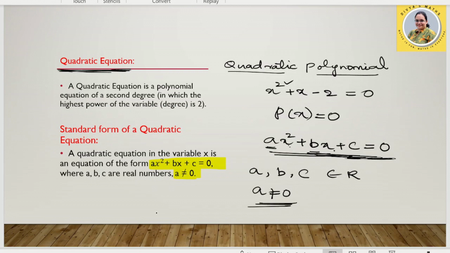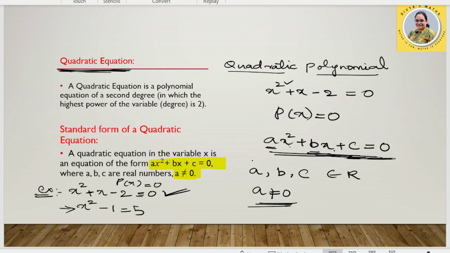Let us take a few examples of a quadratic equation: x square plus x minus 2 is equals to 0 and x square minus 1 is equals to 5. The first is a quadratic equation because the highest power of the variable is 2 and it is equals to 0, in the form of p of x is equals to 0. What about the next equation, x square minus 1 is equals to 5? Is this a quadratic equation?